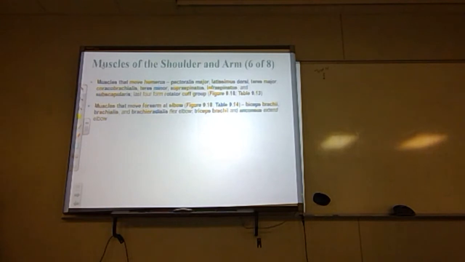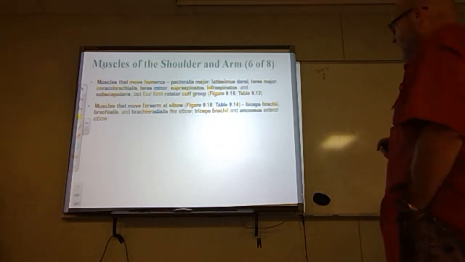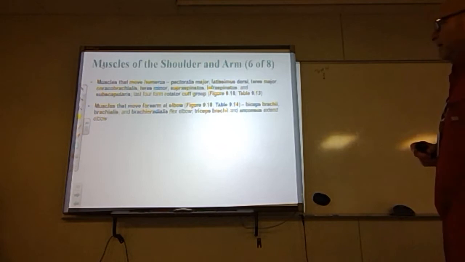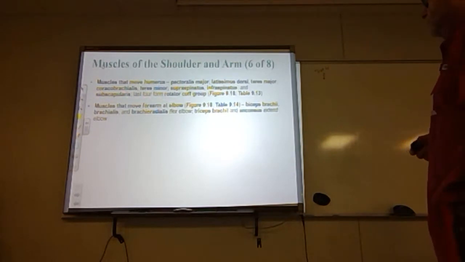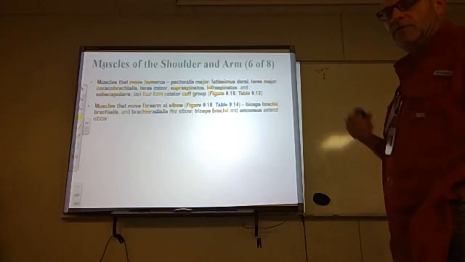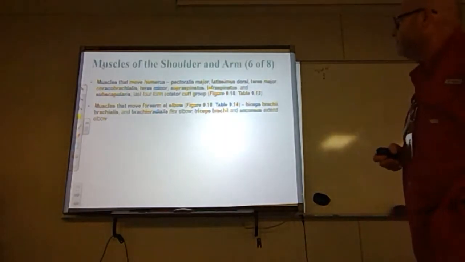The muscles of the shoulder and arm, the muscles that move the humerus: the pectoralis major, the latissimus dorsi, the teres major, the coracobrachialis, the teres minor, the supraspinatus, the infraspinatus, and the subscapularis. The last five of these, teres major, teres minor, supraspinatus, infraspinatus, and subscapularis, are what is referred to as the rotator cuff.